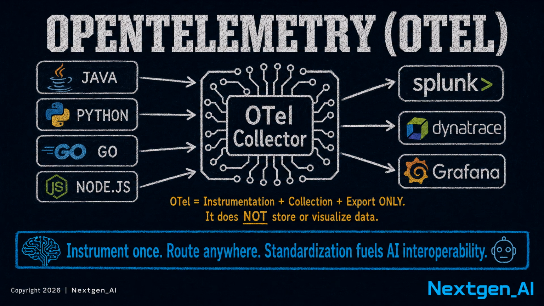You instrument your services once using OTel APIs, generating rich, semantically consistent telemetry. This data can then be processed and routed by the collector to any backend system, be it Splunk, Dynatrace, Grafana Cloud, or an open-source stack like Prometheus and Loki. This architectural flexibility gives you unprecedented control, decoupling your instrumentation from your chosen backend.